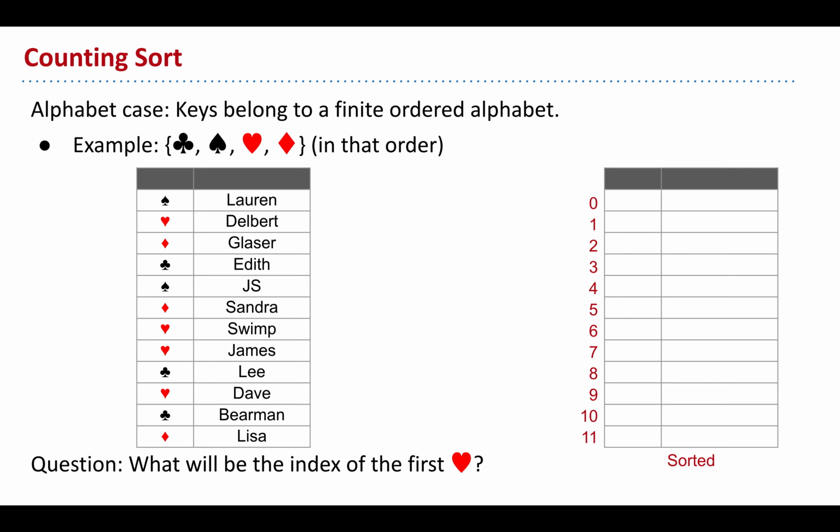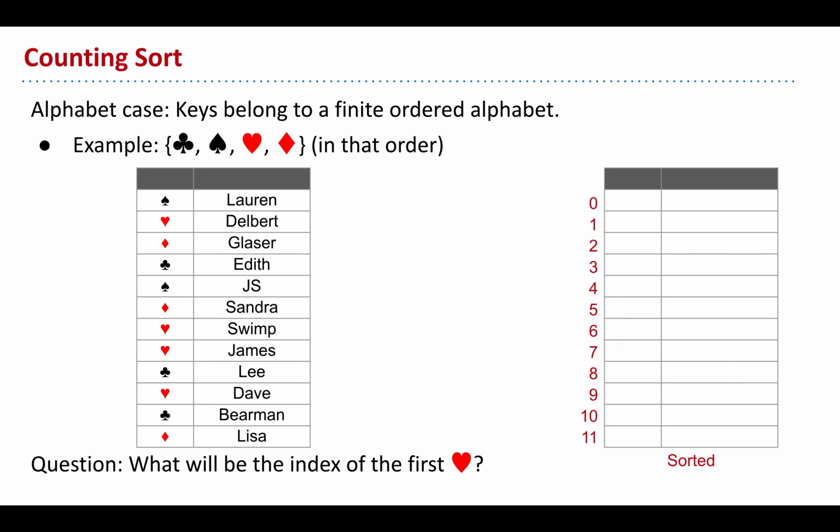Basically there are 4 suits, so there are 4 categories of cards, right? There's clubs, spades, hearts, and diamonds. Let's say that those are the only 4 things that we're going to think about, and we'll say this is our entire alphabet. It's going to be these 4 suits, in that order. So clubs are less than spades, which are less than hearts, which are less than diamonds, right? Now, let's think about how we would sort all of these things based on that.